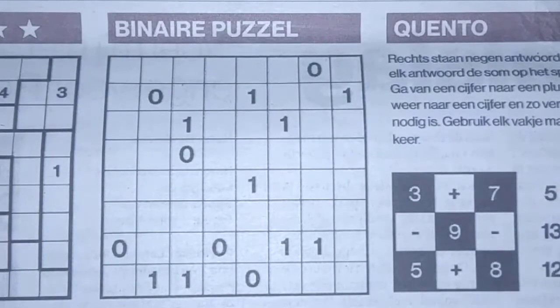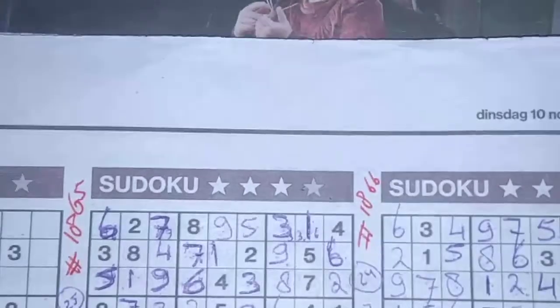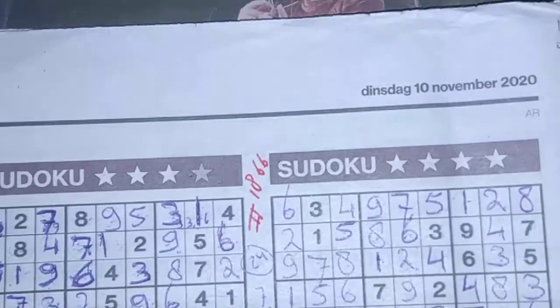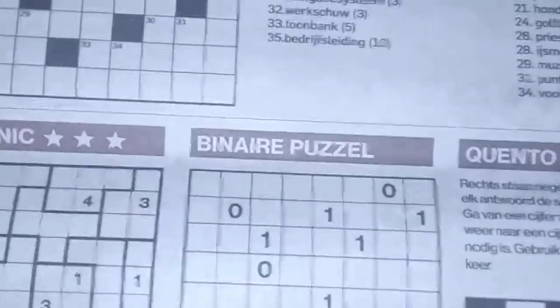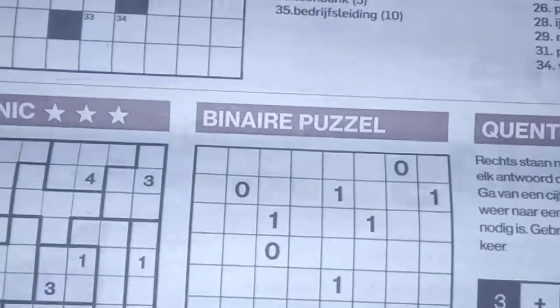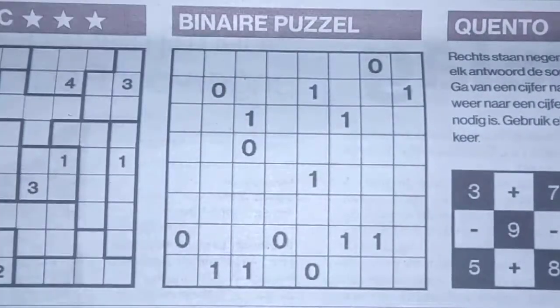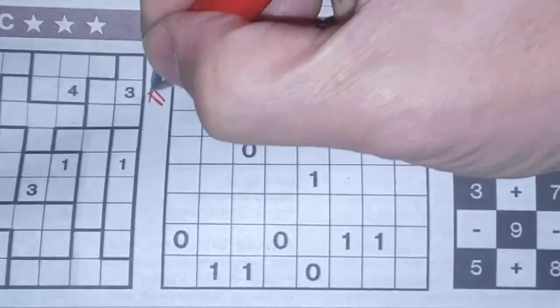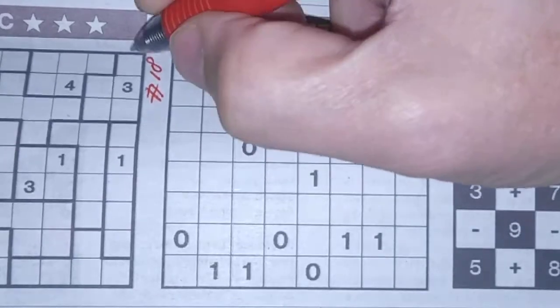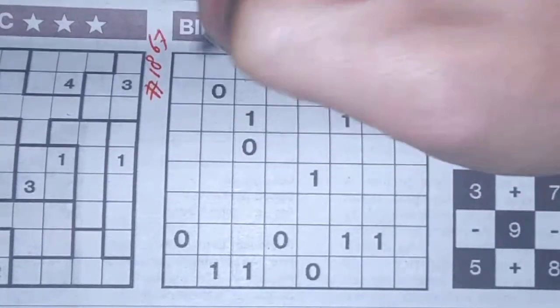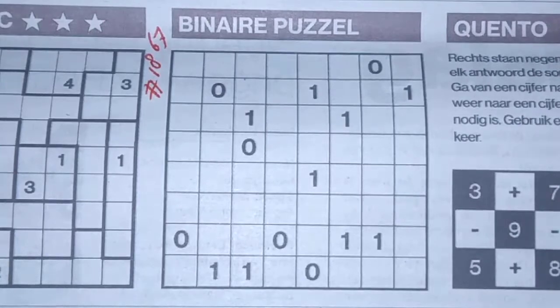I will do a binary in this additional of today's newspaper on Tuesday, November the 10th, 2020. We have two puzzles left, a binary puzzle and a tectonic. And this one, binary, will be number 1867. And what kind of binary puzzle is this?